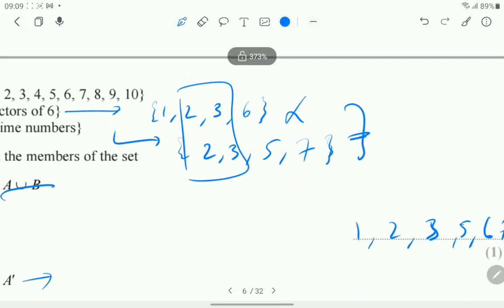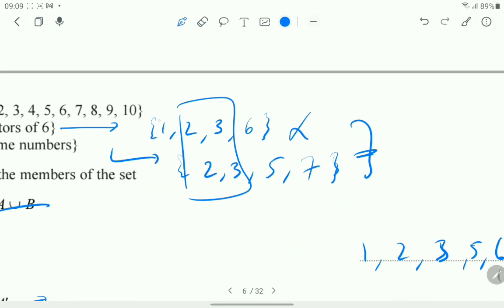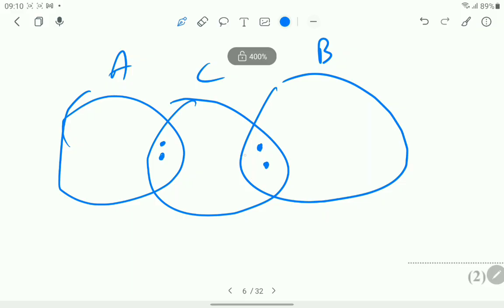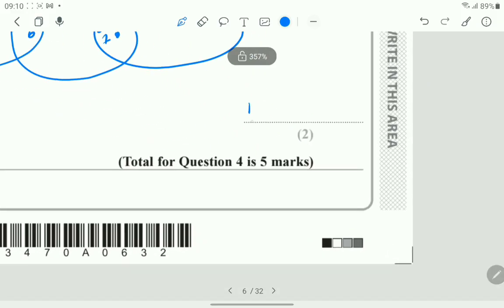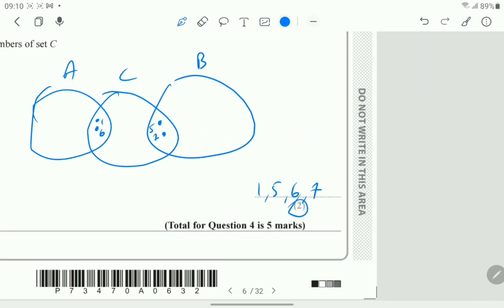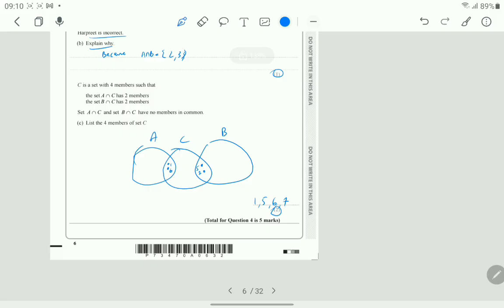So if you go back to our sets, we see that A has two numbers which are not common with B, and B has two numbers which are not common with A. So this means there are 5 and 7 and 1 and 6. So let's just write 1, 5, 6, 7. This is our final answer, and you should be able to score these marks.